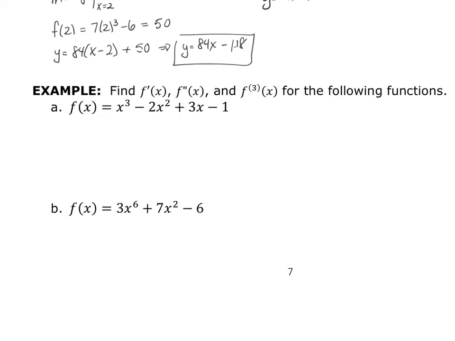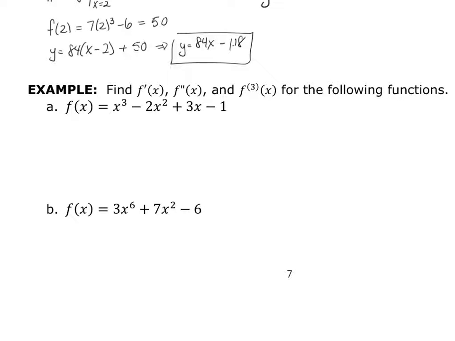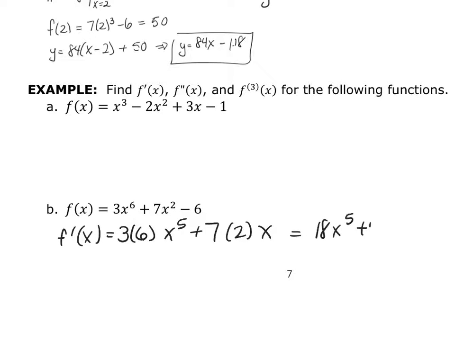Now we're going to just do derivatives of higher order. So we just do derivatives of derivatives. It's not that bad. Actually, I gave you nice polynomials. So which one of these two would you like me to do? B? So f prime of x, my first derivative, is going to be 3 times 6x to the 5th plus 7 multiplied by 2x, and that's it. So I'm just going to clean this up. This is going to be equal to 18x to the 5th plus 14x.